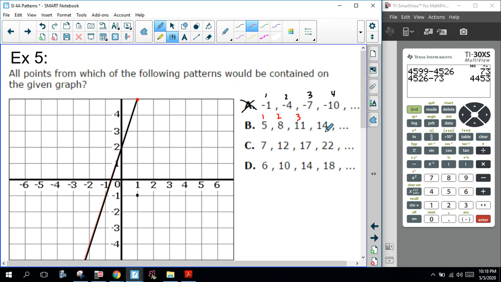That's looking good. 2 and 8. If I go 2 and up 8, ooh, I'm off the graph, not 100% sure. Does it work? And if I keep going, 3 and 11 is going to be way off the graph.